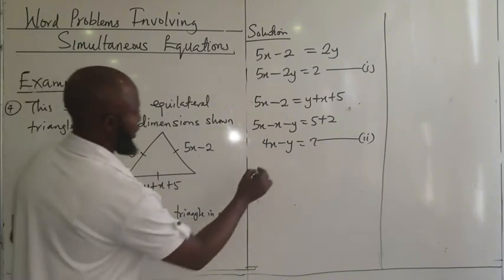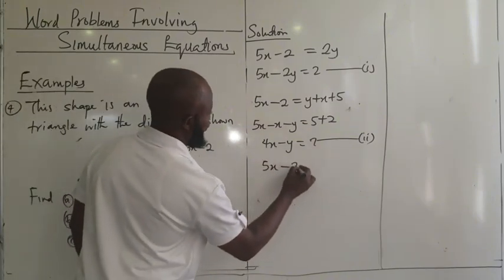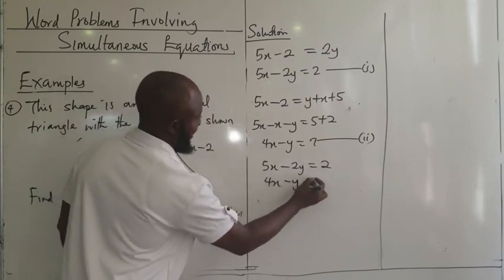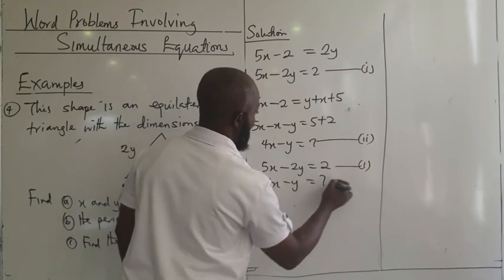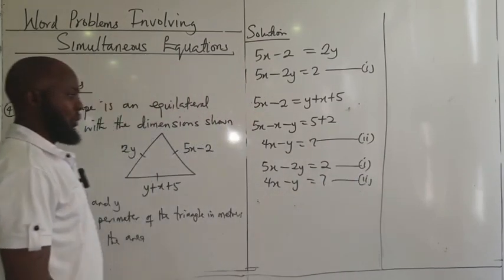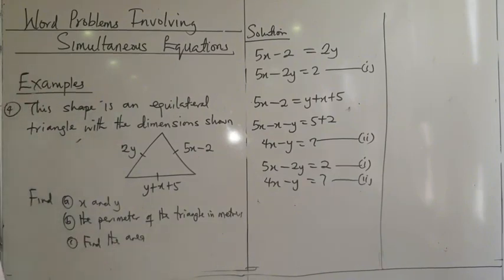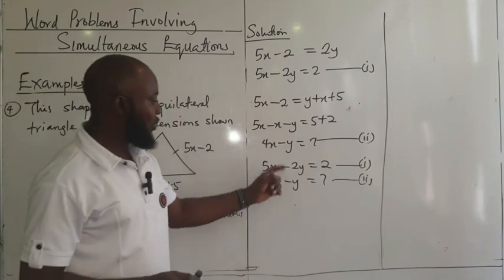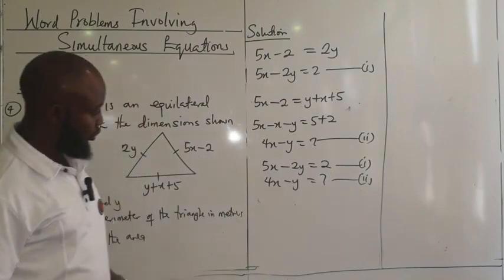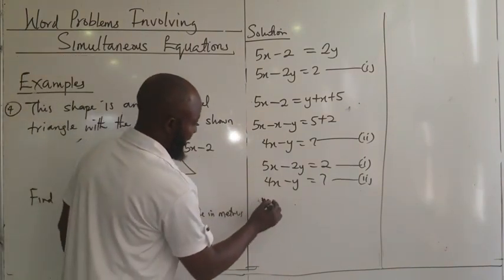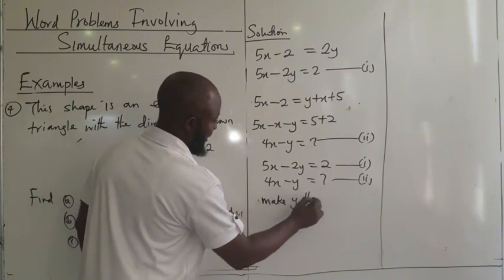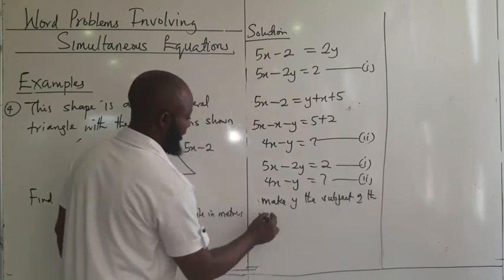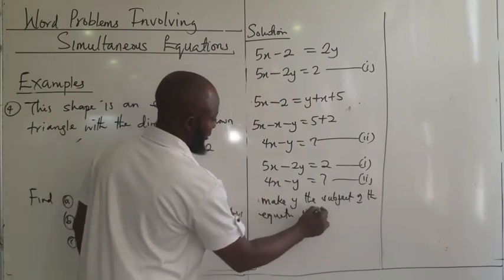So let's look at this. So we're going to have 5x minus 2y equals to 2. And the other one, 4x minus y equals to 7. So this is equation 1, and this is equation 2. So what we're going to do now is we use the best method that is suitable for this. So which is what? Substitution method, because we have the coefficient of x to be minus 1 in equation 2. So we're going to make y the subject of the equation in 2.